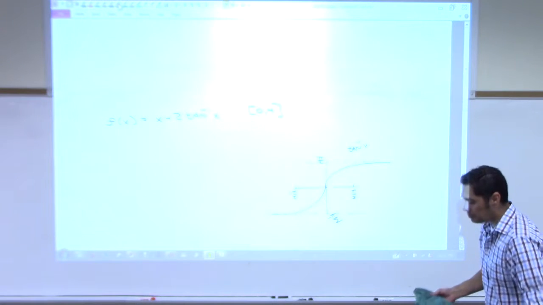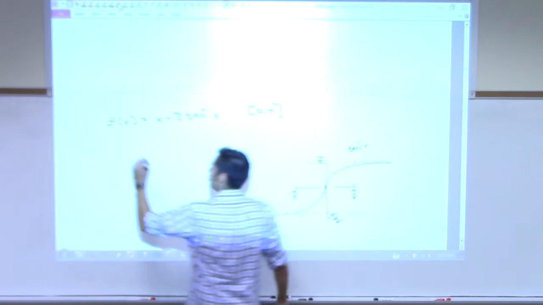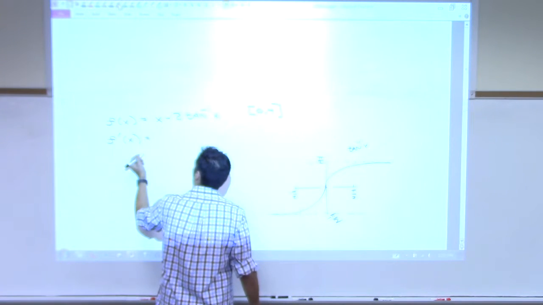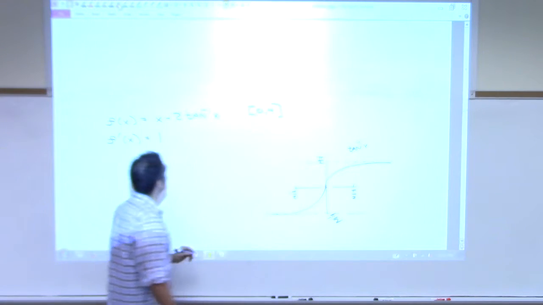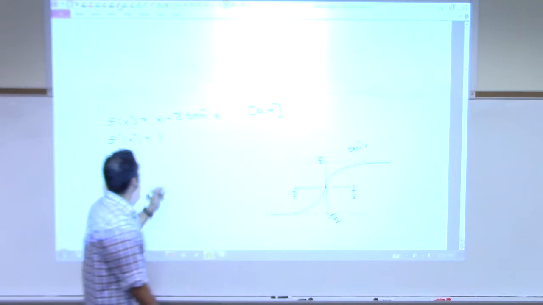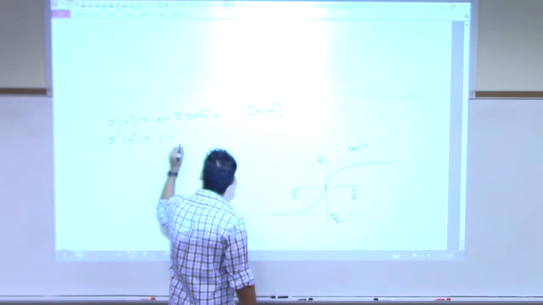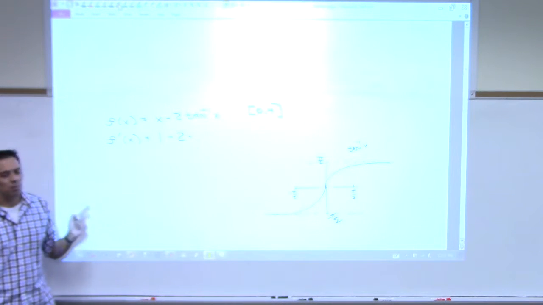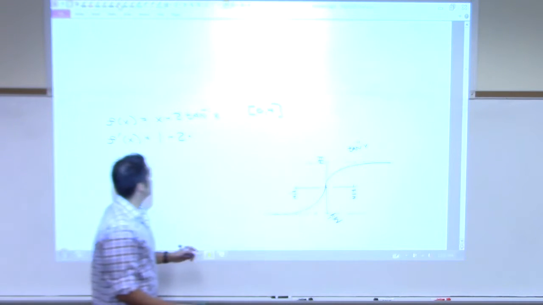Now, derivative time. Derivative is not so bad. Derivative is just 1 minus 2. And then we spent a day on derivatives of inverse trig functions, right? And this was one of the ones I said was really important. It's 1 over 1 plus x squared.